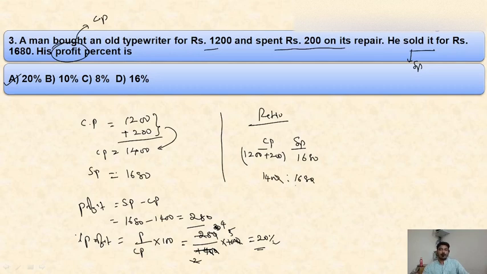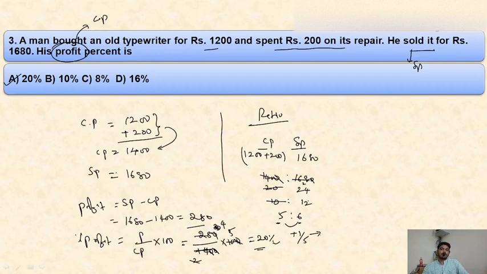The 0 0 gets eliminated, and we cancel with the common number. We can also cancel directly with the 4 table here: 4 fives are 20 and 4 sixes are 24, so they get cancelled. So initially the cost price was 5 parts, and later he is selling it for 6 parts. In this he got a profit of 1 part out of 5 parts.